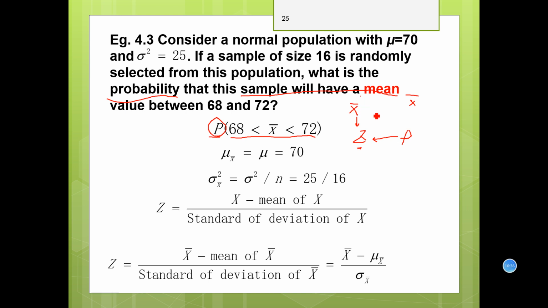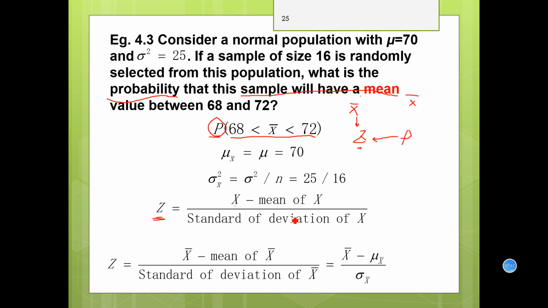So we can use the same method. We transform x bar into z value, and then we can still use standard normal distribution to get its corresponding probability. So here in chapter 2 we have mentioned that if we want to figure out the z value, the formula should be like this: x minus mean of x divided by standard deviation of x.